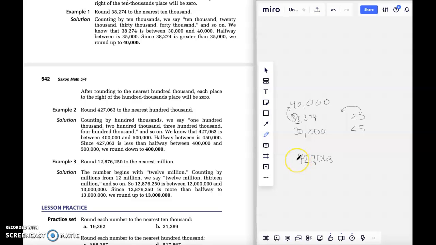We've got 427,000. So we need to say, okay, between what 100,000s are these numbers? 427,063 is in between 400,000 and 500,000. So which one is it closer to? Well, we look over here. We see that the 2 is less than 5. So we are going to round this number down to 400, and all of these are going to be zeros.